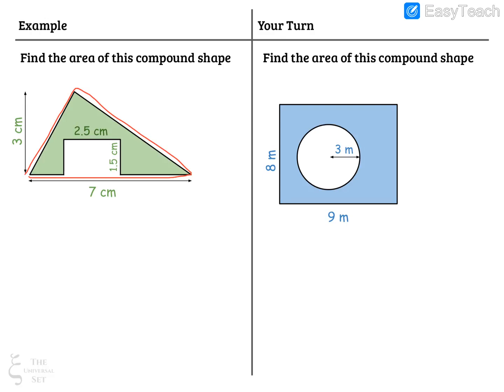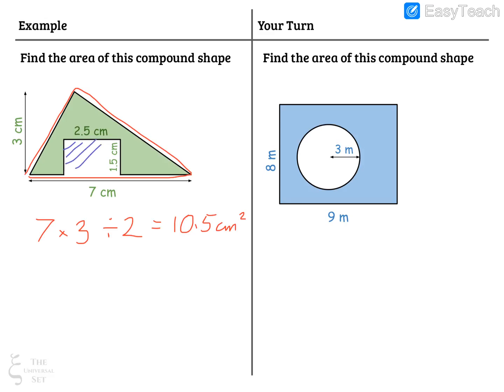How would I find the area of that triangle? Well, it would be base times height divided by 2. That's how we find the area of a triangle. And 7 times 3 divided by 2 is going to be 10.5 centimetres squared.